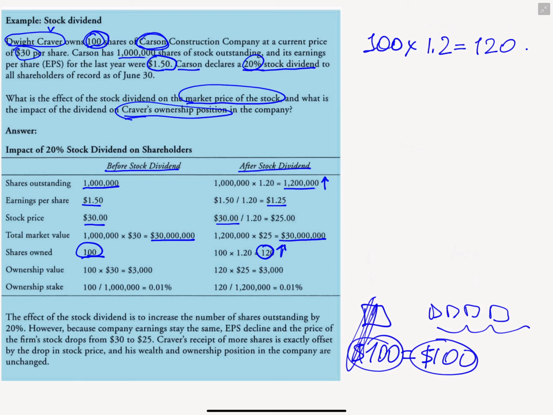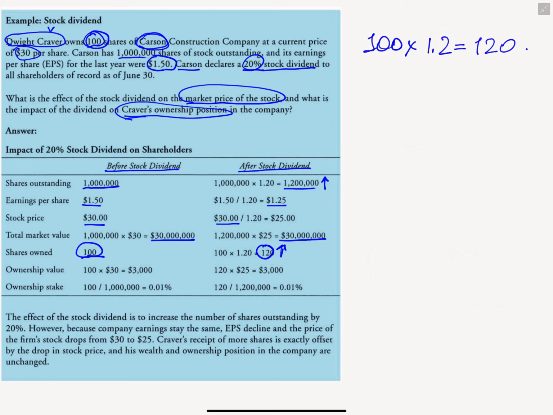So this is a logical starting point. Total market value of the company should be the same. Before, it was 1 million multiplied by 30, because 30 was the share price. Every share was worth $30 in the market. The company had 1 million shares, so market capitalization is 30 million. But after the number of stocks has risen, the price should fall to 25. Price has fallen to 25.